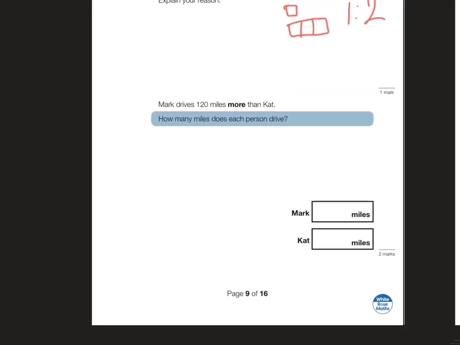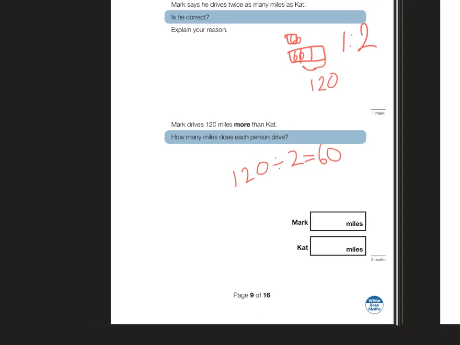Now he drives 120 more than cat, so the more bit is there. That's worth 120. So 120 divided by 2 is 60. That's what each block is worth. Okay, so Mark drives the more bit, so 3 60s, and cat just drives 60.